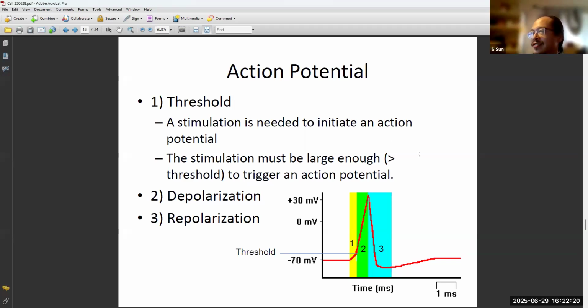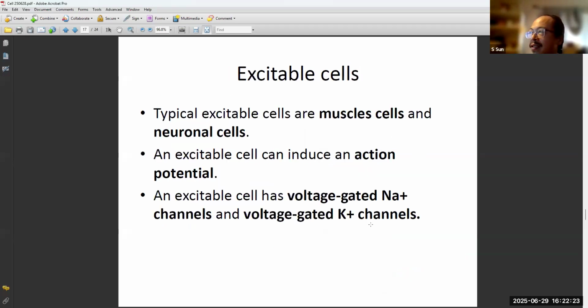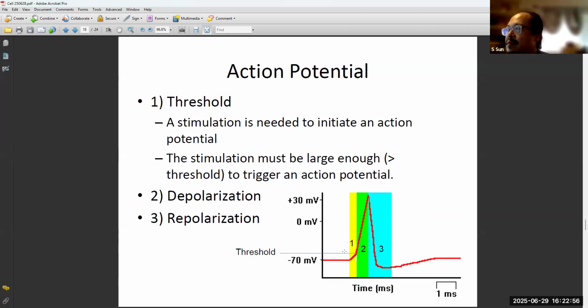So that's the action potential. This is driven by two membrane proteins. You have a voltage-gated sodium channel. It allows sodium to go through, and it's gated by the voltage. This voltage is the charge on the membrane. You also have another one, the voltage-gated potassium channel. This channel allows potassium to go through, and it's gated by the membrane charge.